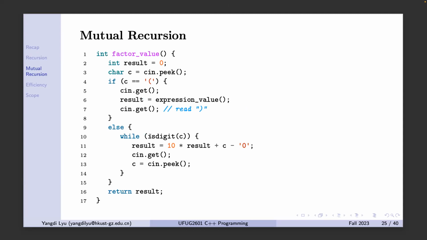Similarly, the factor contains either parentheses of an expression or just some numbers. If it's just numbers, it's the end of a function call, we're done. If it's a parenthesis, we need to call expression again. We know there's an expression inside.